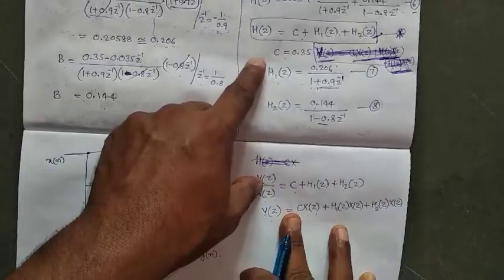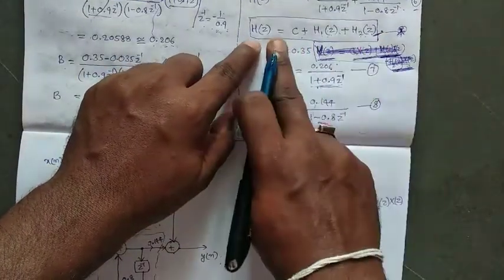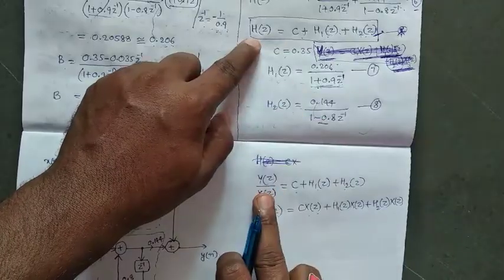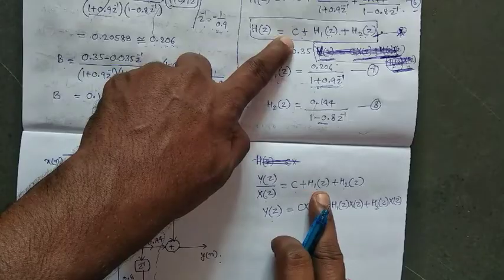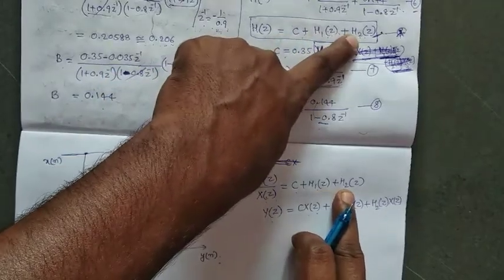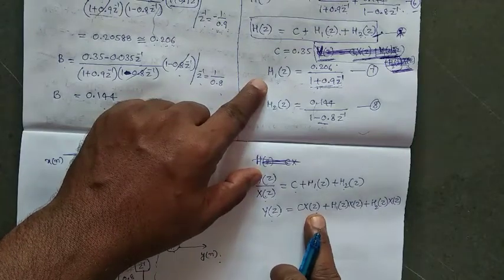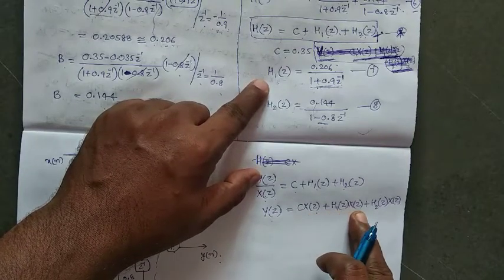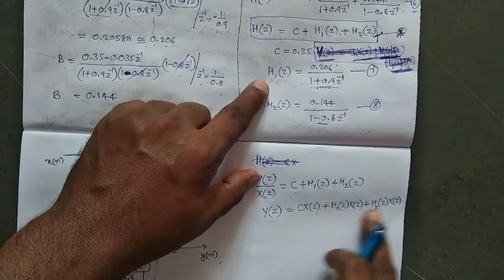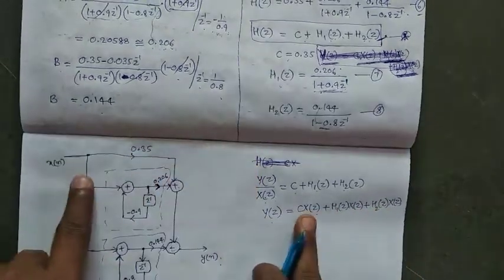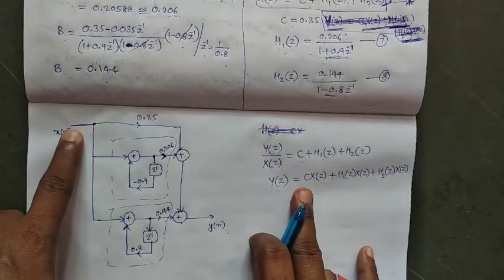Here observe this one. Here H of z is equal to Y of z by X of z, which is equal to C plus H1 of z plus H2 of z. From this we are determining Y of z. Y of z is equal to C into X of z plus H1 of z into X of z plus H2 of z into X of z. Here we are realizing this equation. This is the realization of this equation.